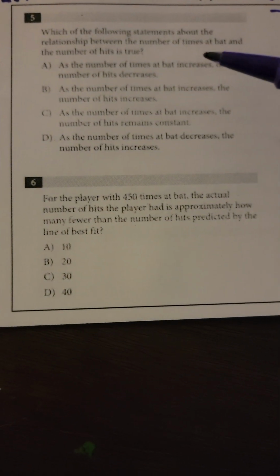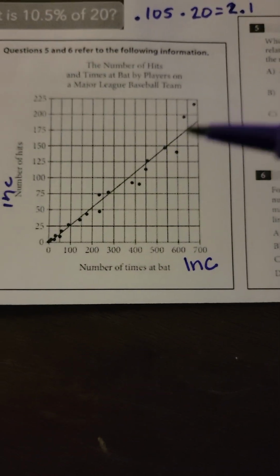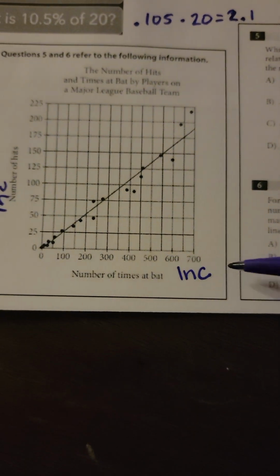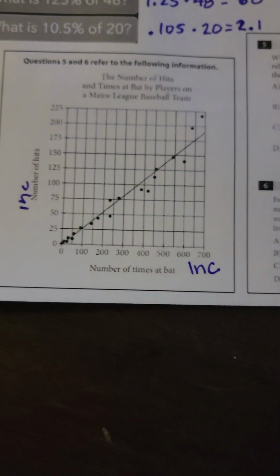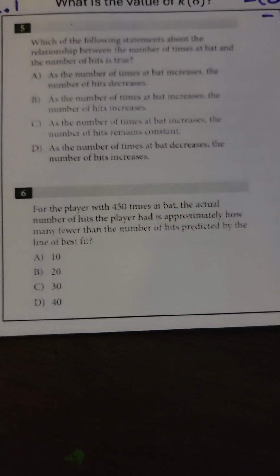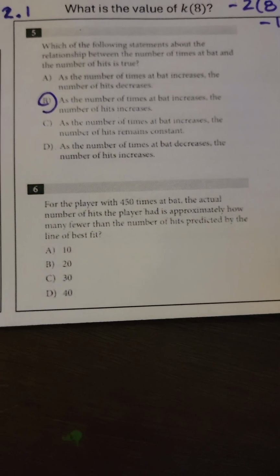So when we look at the first question, it's asking us about the relationship. We want to pick the relationship that says times at bat are increasing and number of hits are increasing. So we're going to go through and read our choices. We want to pick the one that says increasing and increasing. So it's choice B. You have to read some sentences, but it's not that hard of a question.